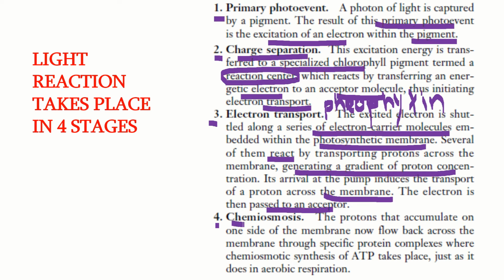And the last stage is chemiosmosis. You might have heard of the chemiosmotic hypothesis as proposed by Peter Mitchell. The protons that accumulate on one side of the membrane now flow back across the membrane through a specific protein complex where chemiosmotic synthesis of ATP takes place. This is just as we found in the case of a mitochondrion. Actually, in both cases, the basic principle is almost the same. We will see how this is taking place in the next slides.